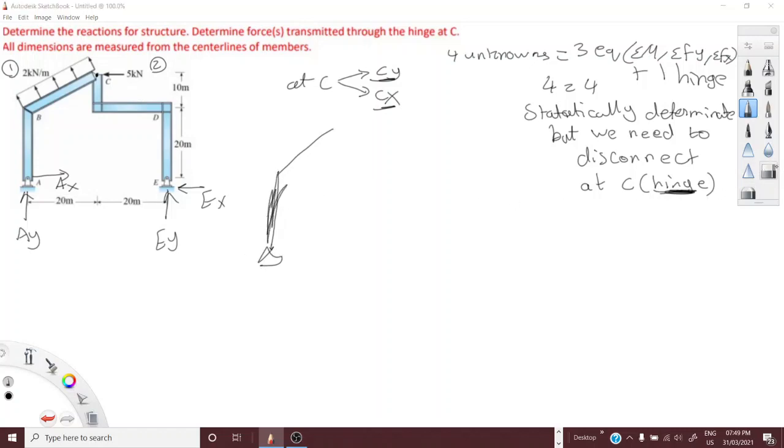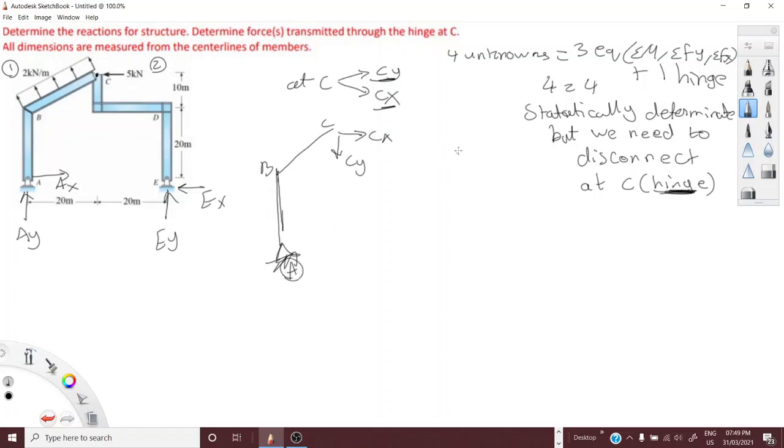Let's try to draw it here. This is B and this is C and this is A. And you have Cx, you have Cy.